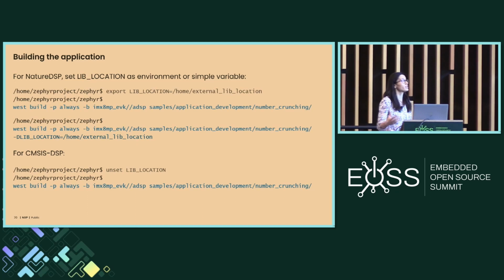So in this case, if we use an environmental variable to set the location of our Nature DSP library, we need to set it before building the application. Otherwise, the CMSIS DSP backend will be used. If we use a CMake variable, we just pass it when building the application, with, as you can see here as the second example, -D lib location.